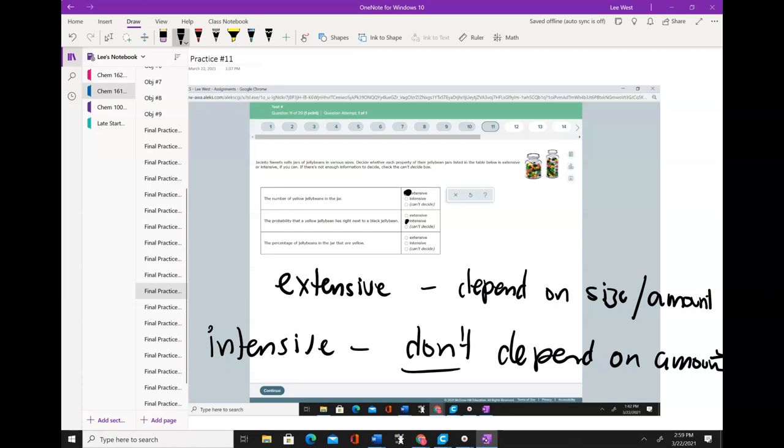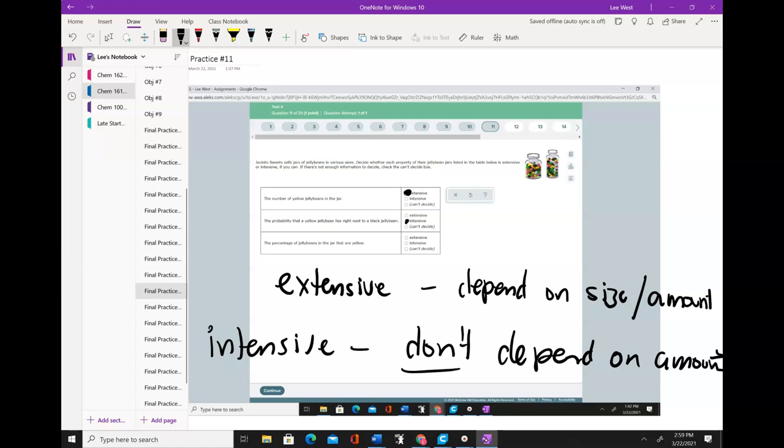There would only be one case where you could take this to the extreme, and if you had a tiny jar that could only fit one jelly bean in it, then there was zero probability of a yellow jelly bean lying right next to a black jelly bean, but that's not what they mean.